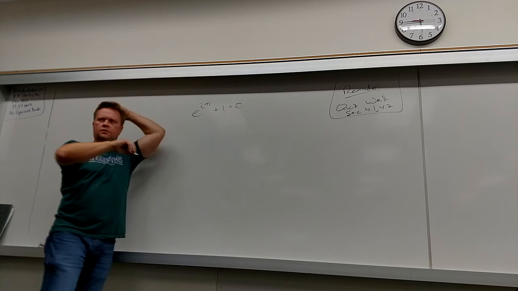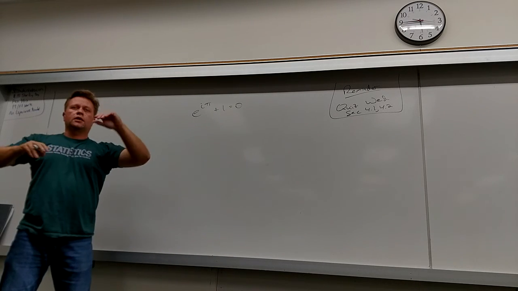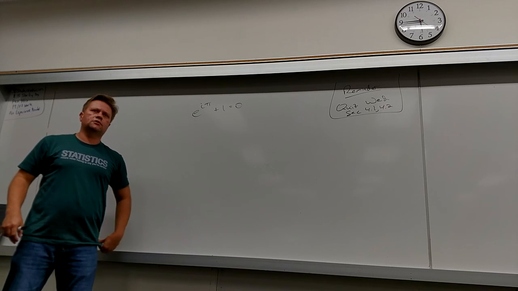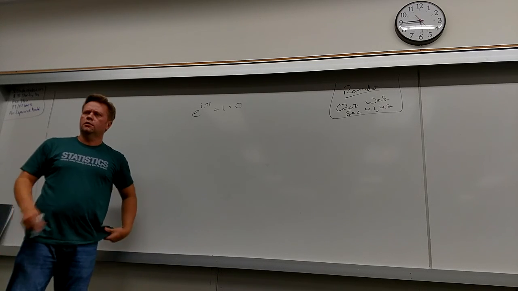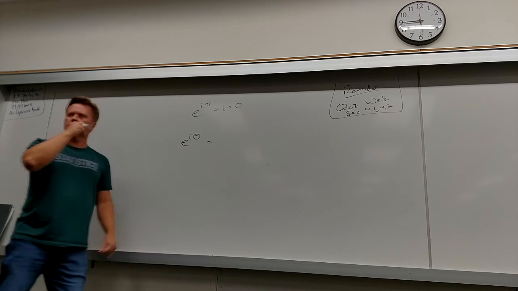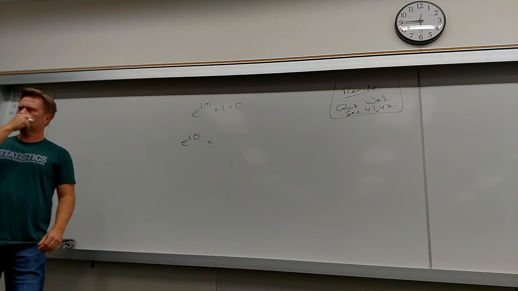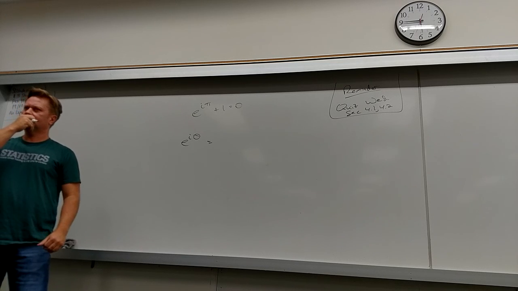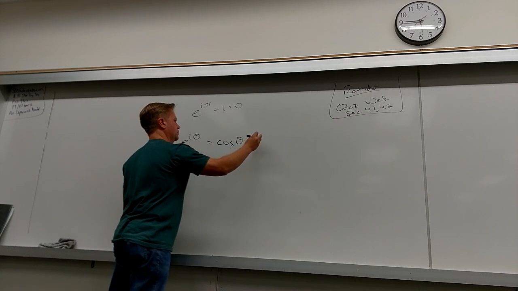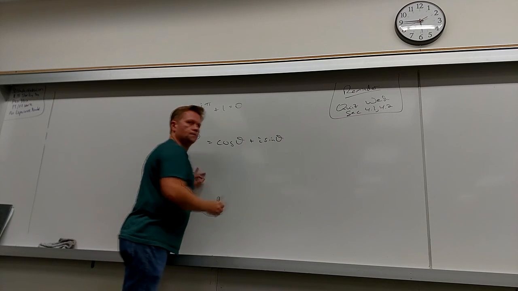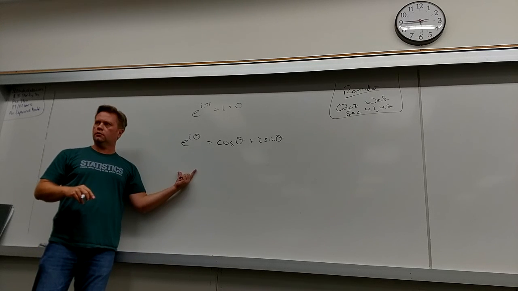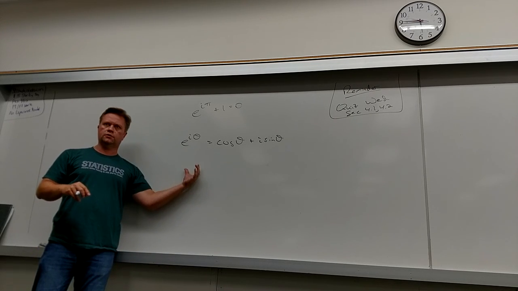You guys remember this one? Or you guys know this? You've taken 280. I would hope your teacher did something like this with you. Does anybody remember e to the i theta? How to rewrite that? I like the honesty. Good. It's cosine theta plus i sine theta. And this is proven using Taylor polynomials, Taylor series, right?